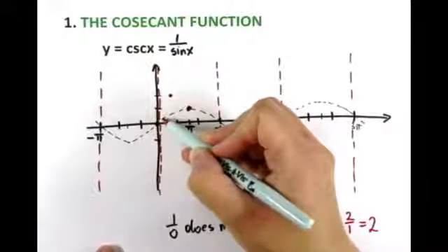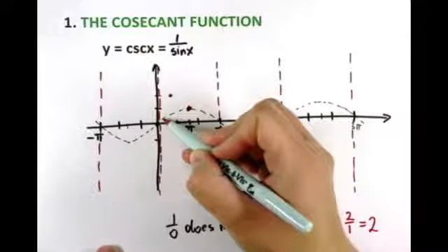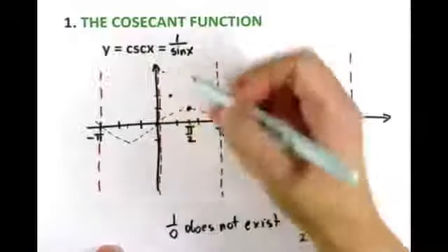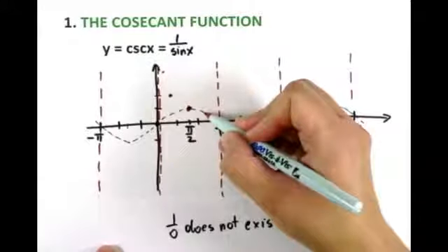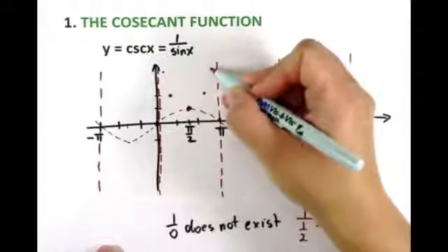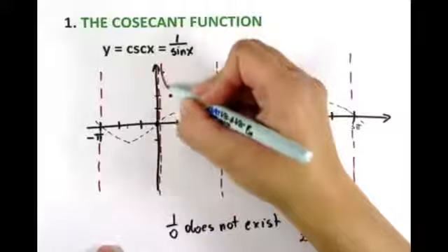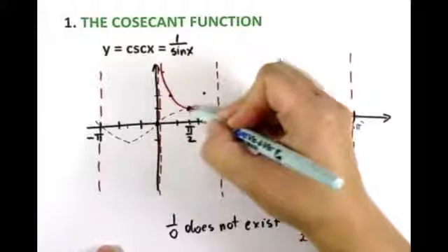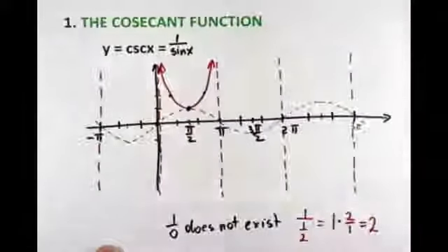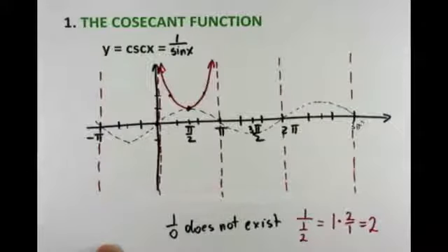And this value is roughly 1/4. 1 over 1/4, flip it over, gives you 4. So it's growing, growing, growing. And the same here. This value is 1/2, flip it over, it's going to be 2, and so on. So this part of the graph looks like this. Okay, so the red graph is the first part of the cosecant function.